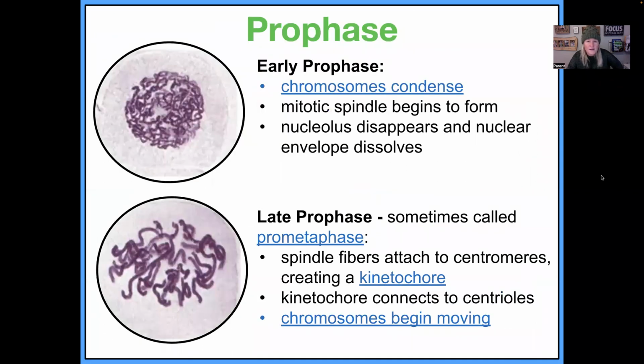Prophase. Early prophase, chromosomes condense, the mitotic spindle begins to form, the nucleolus disappears, and the nuclear envelope dissolves. So this is early prophase. Late prophase, sometimes called prometaphase, spindle fibers attach to centromeres, creating a kinetochore. The kinetochore connects to the centrioles, and chromosomes begin moving.